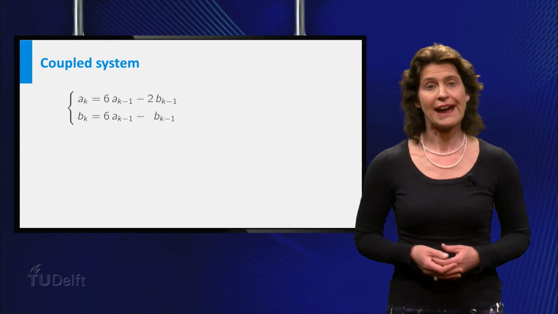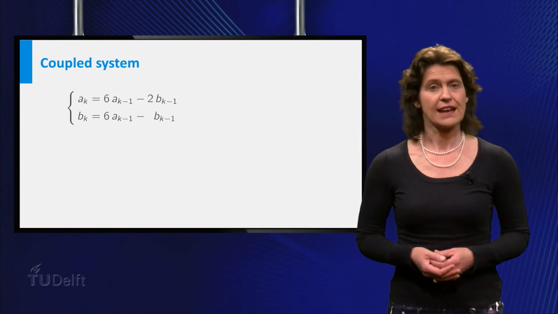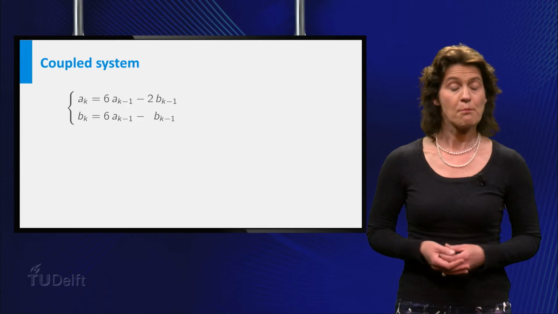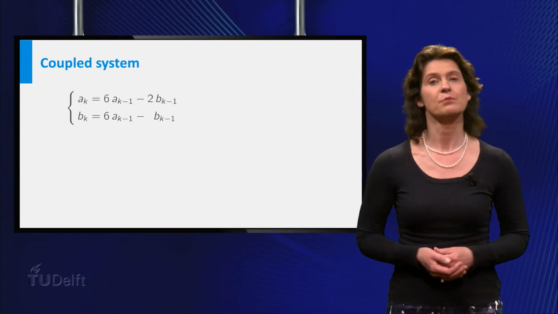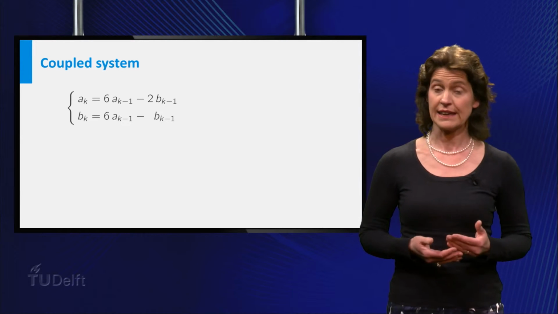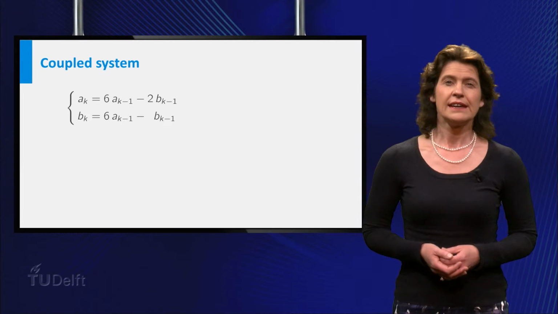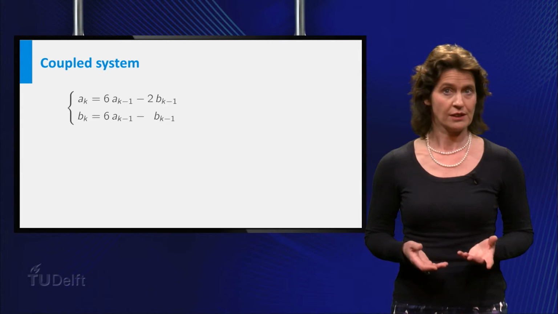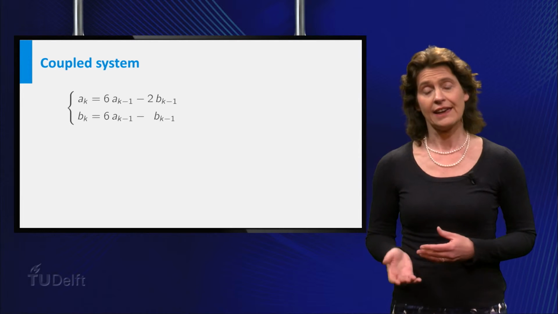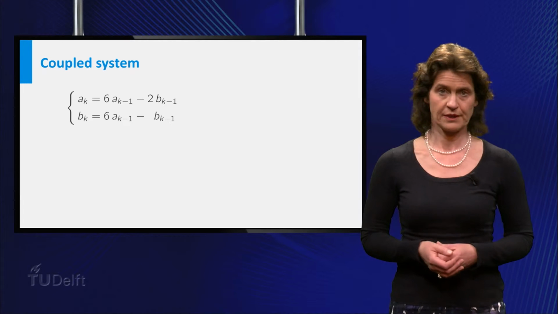In another situation, the recurrence relations could be more complicated. For instance, they might look like this. A_k is equal to 6 times A_{k-1} minus 2 times B_{k-1}. And B_k is equal to 6 times A_{k-1} minus B_{k-1}. Here you need both A_{k-1} and B_{k-1} to compute either A_k or B_k. This is called a coupled system.